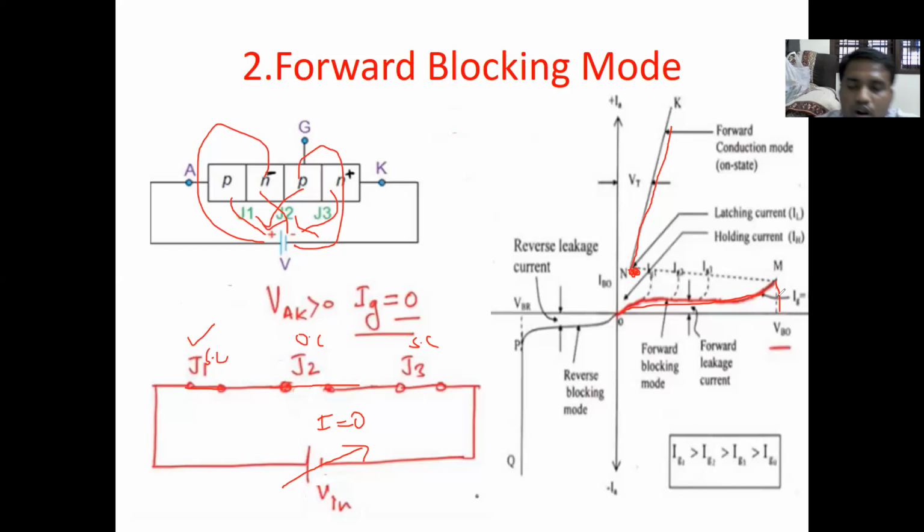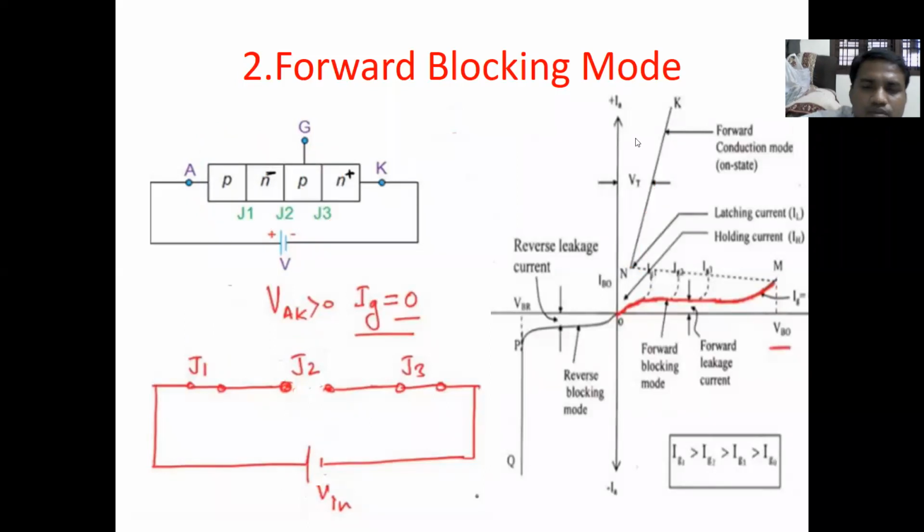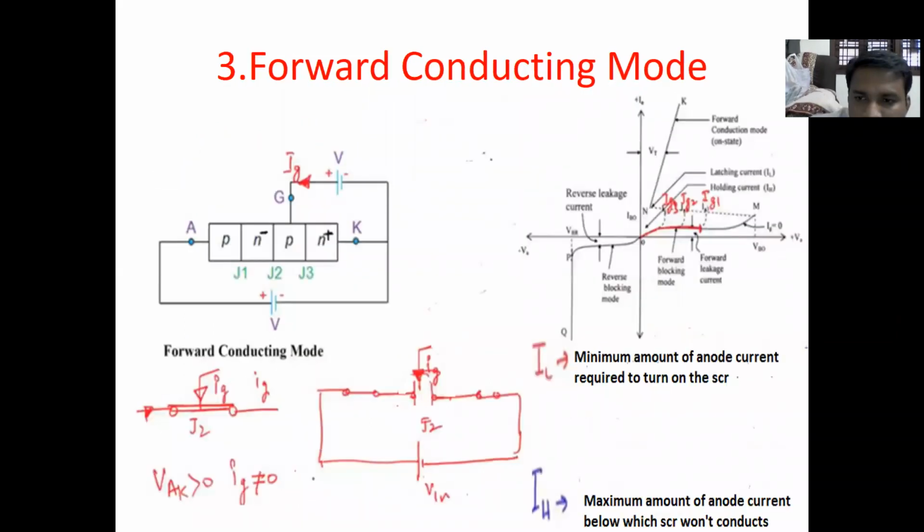And if you want to turn on that device before the breakover voltage, that is the reason we are going to operate in forward conducting mode. Let us take the third one, forward conduction mode. So we have finished with the two modes. One is forward blocking, you can see this is forward blocking and this is reverse blocking. And now conduction mode means either this one or this one or this one. We will see one by one.